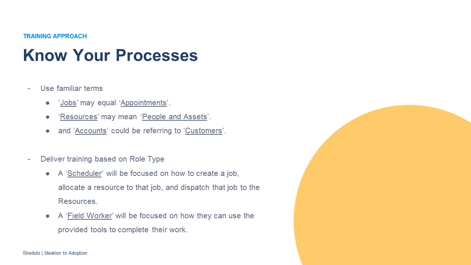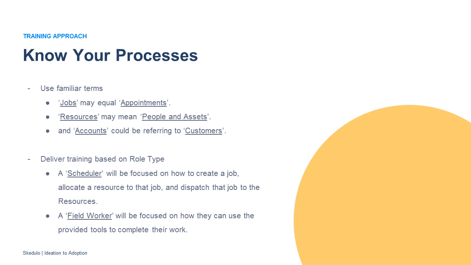So when you're putting training together, it's really key to understand how the functional use of the software will apply to your teams and individuals' daily business processes. Here are a few handy tips. First of all, use familiar terms. While Skedulo features are labelled as things like jobs, resources, and accounts, you may need to translate that into perhaps appointments, people, and customers. It does seem like a small thing, but using familiar terms will help your colleagues understand how the software applies to their usual daily work.